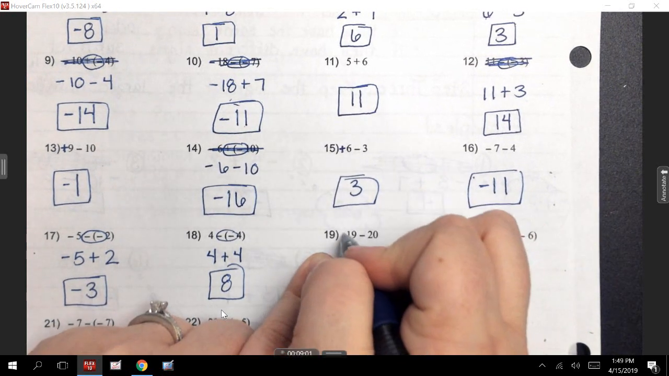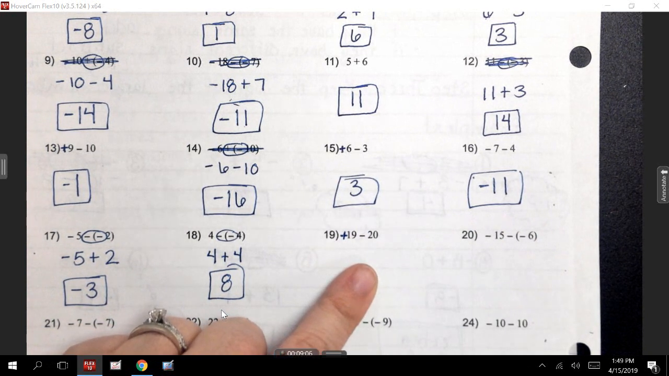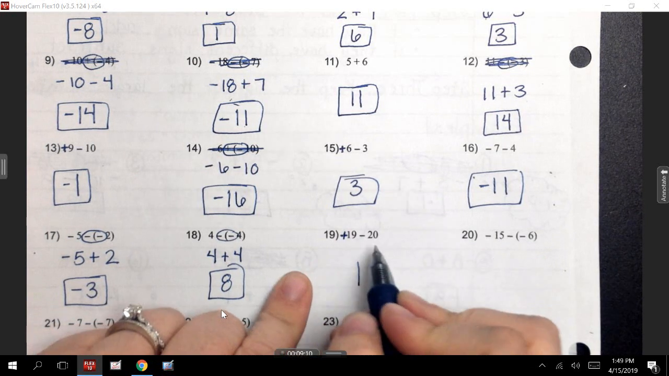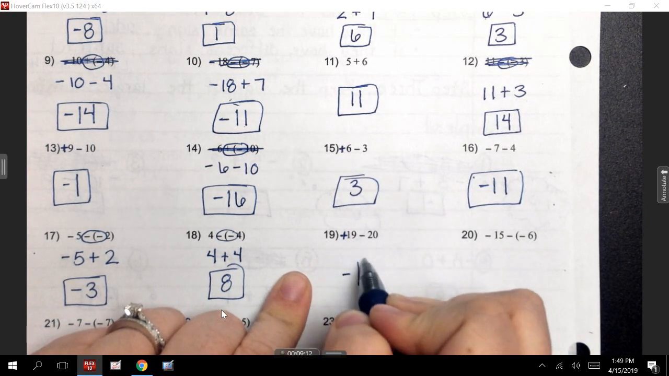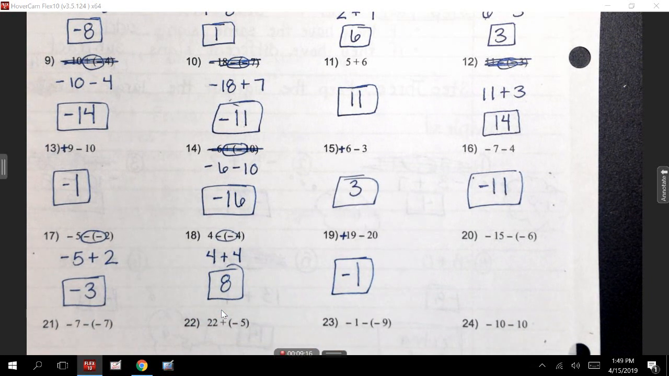All right, number 18. Let's rewrite number 18. Valentina, what should number 18 say? 4 plus 4. And what is 4 plus 4? 8. Okay. Number 19. This one's that tricky one again. Remember, 19 minus 20. The 19 is positive, 20 is negative. What do I get here, Davis? I get a 1. 20 minus 19 is 1. Davis is correct. It's negative because 20 is bigger. So we are subtracting those, keeping that bigger sign.